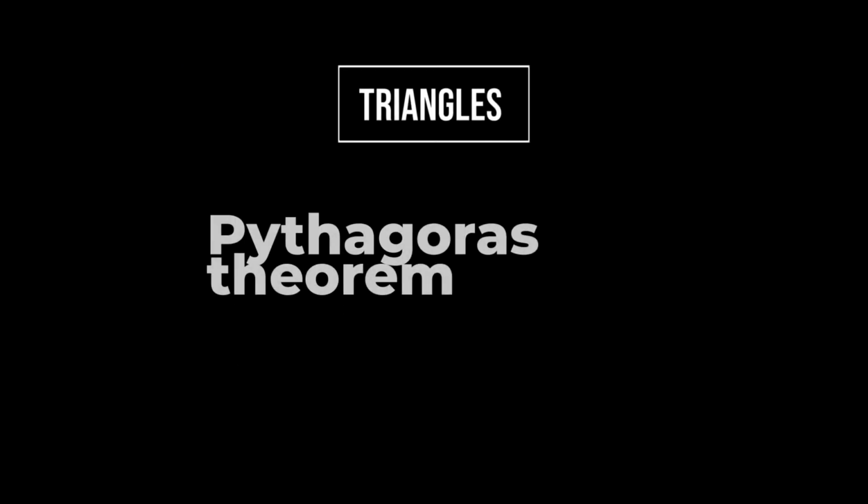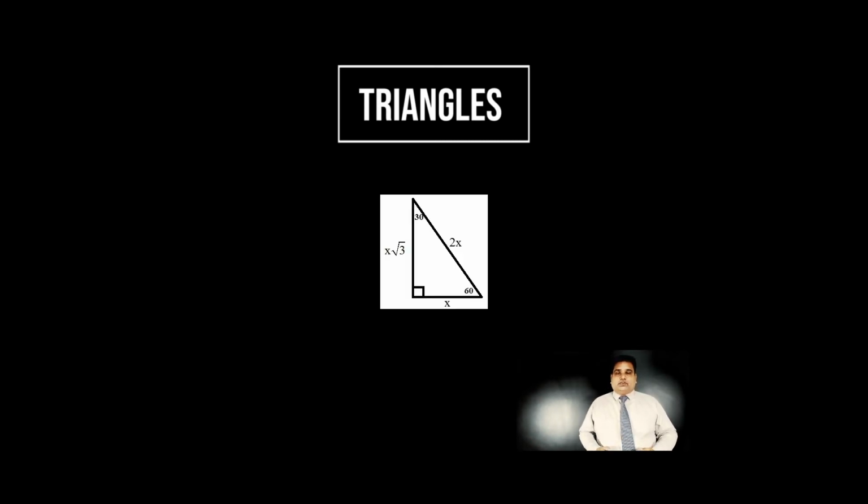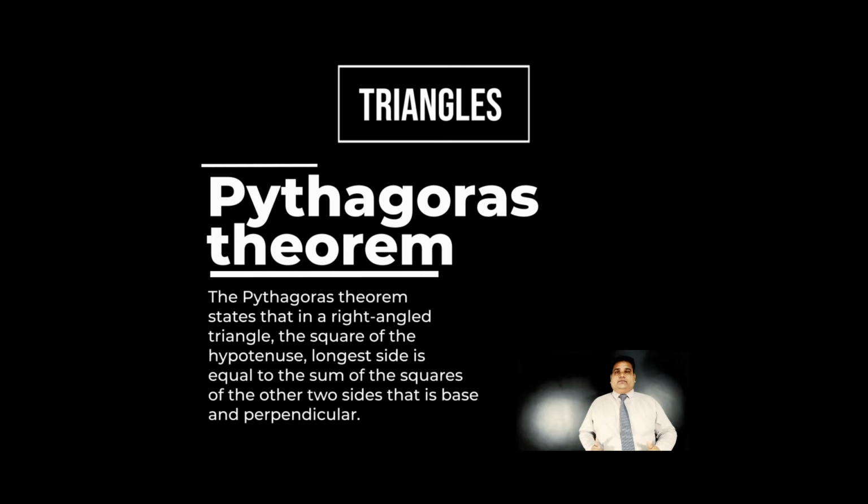Concept 16, Pythagoras theorem. The Pythagoras theorem basically states that in a right angle triangle, the square of the hypotenuse, which is the longest side, is always equal to the sum of the squares of the other two sides, that is base and perpendicular. In a right angle triangle, where the 90 degree angle is formed, the side opposite to that 90 degree is known as the hypotenuse, and the other two sides are known as perpendicular and base. You can flip these two sides.